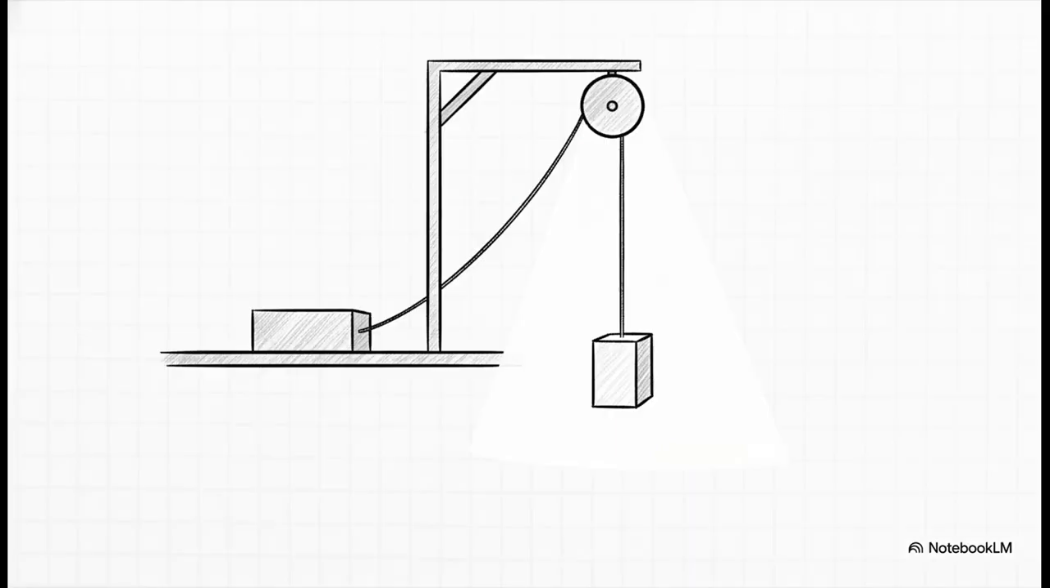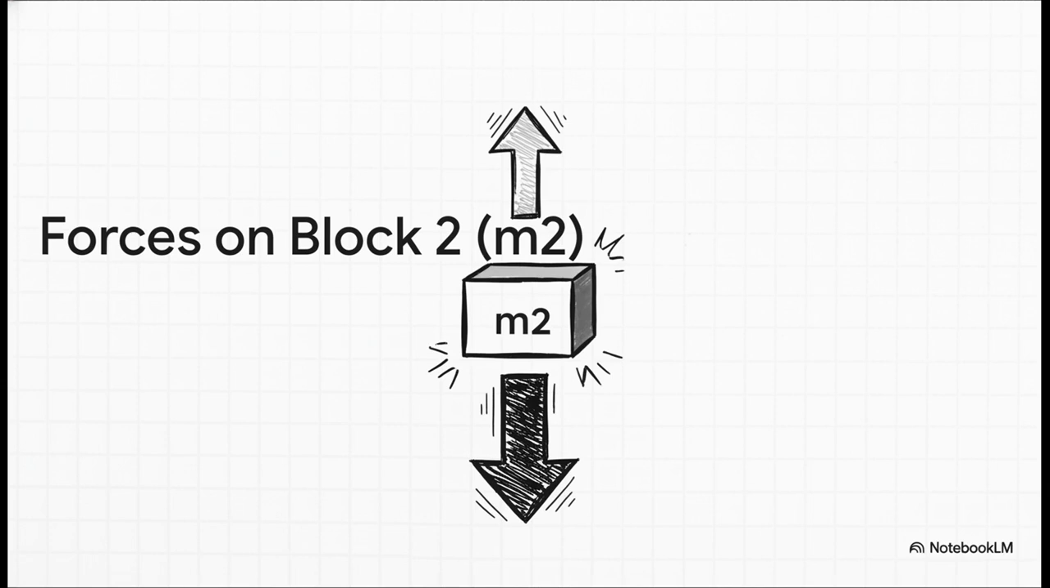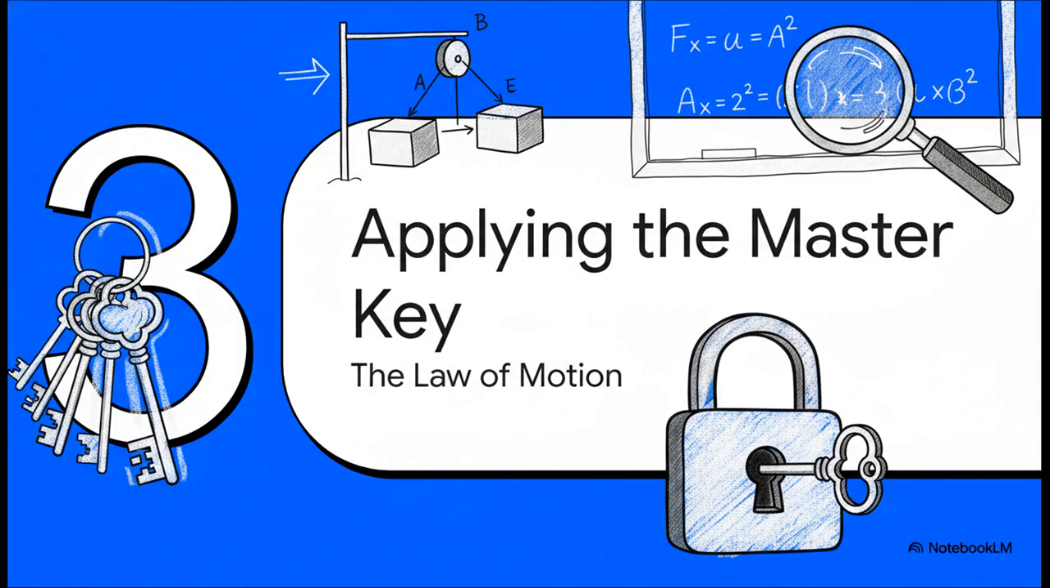Okay, time to shift our focus to the other block, M2, the one just hanging out in midair. You can already tell its situation is way different. For this block, it's a straight-up tug-of-war between just two forces. You've got gravity trying to pull it straight down to the floor, and at the same time, the rope is pulling it up with that same tension force. Now, since we know this block is what's going to drive the whole motion, gravity has to be winning this fight, right?